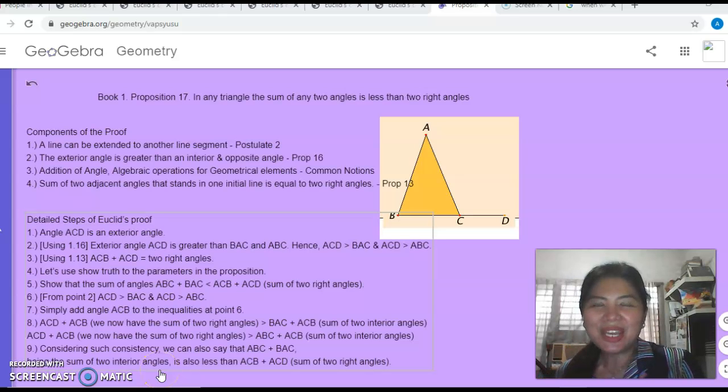Hello, everyone, and welcome to our discussion of Book 1, Proposition 17 of Euclid's Elements. Proposition 17: In any triangle, the sum of any two angles is less than two right angles.